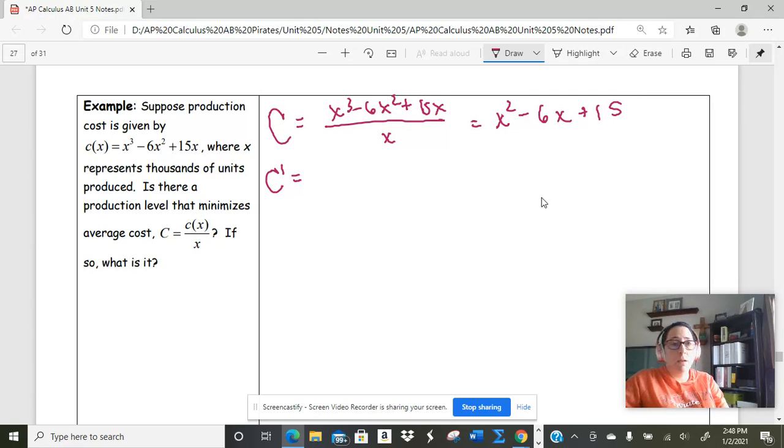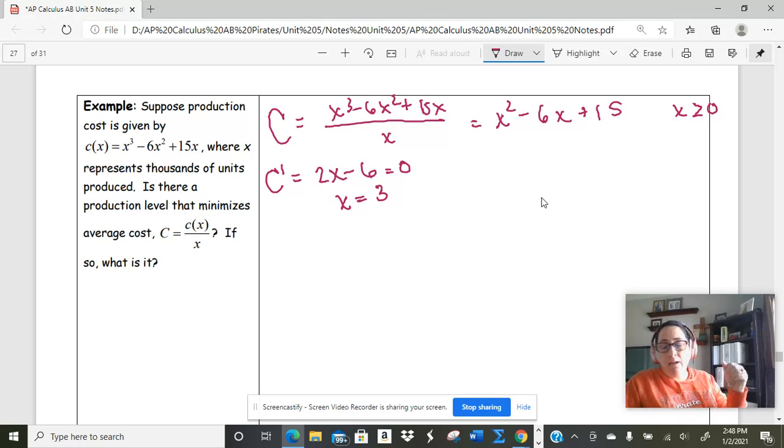Oh, my domain. X is units produced. So x has to be greater than 0 because we can't have a negative production. I guess it could equal 0. That would be silly. Okay. So c prime, 2x minus 6. So my critical number here is at 3.